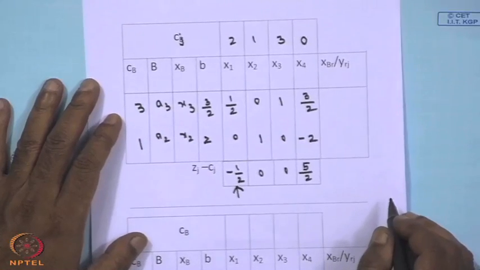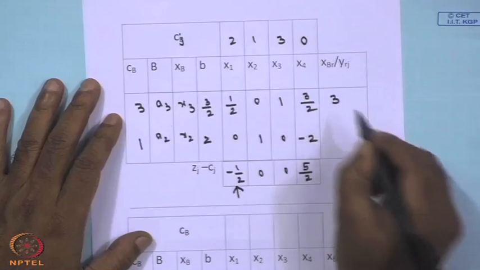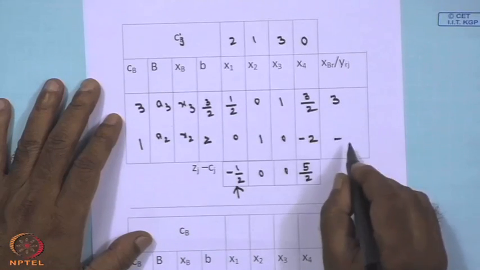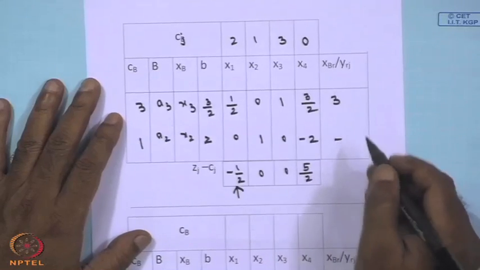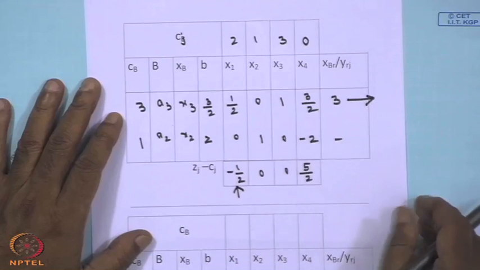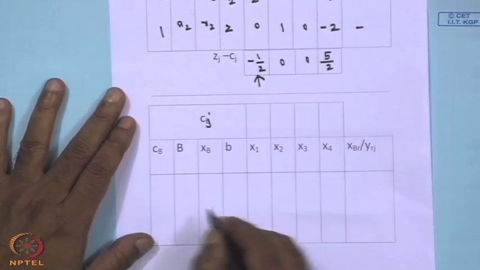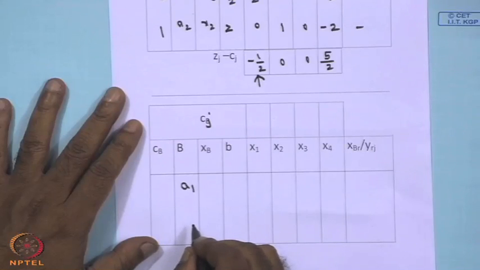Still z j minus C j is less than 0, therefore the entering variable is x 1. Now you have to calculate the ratio: for this one it is 3, for this one it becomes infinite, so you cannot consider it. If the ratio is infinite or negative, you cannot consider that case. Therefore the outgoing vector will be x 3. So in the next table, the initial basis will be, instead of A 3 going out, A 1 entering and A 2 is there.